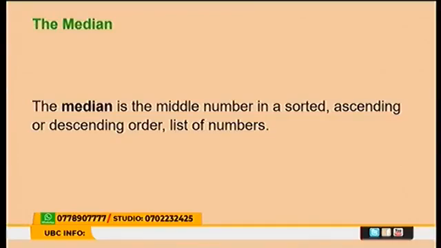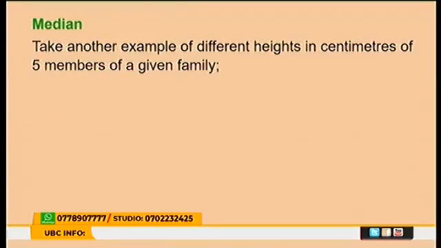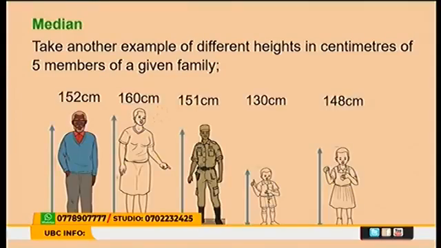So what is median? Median is the middle number in a sorted ascending or descending order list of numbers. Let's take an example. We are going to have different members of the family, and we are going to take their heights. I know as you are at home, you all don't have the same heights. So I have picked different members of the family with different heights.